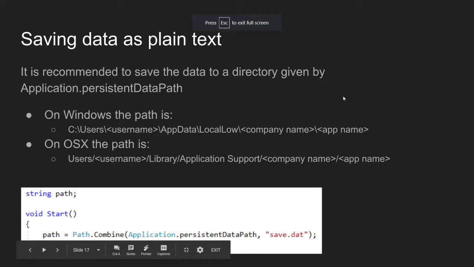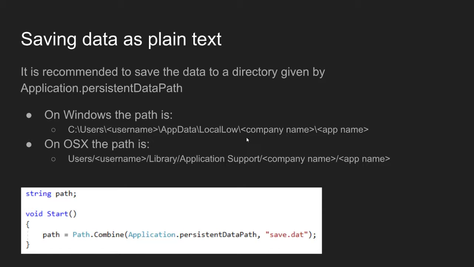So the next thing we need to do is save the data to a file as plain text. So where should we save the file? It's recommended that you save it in this one folder that's given by Application.persistentDataPath. The directory that's given is C:/Users/username and so on Windows, and on OS X it's that.